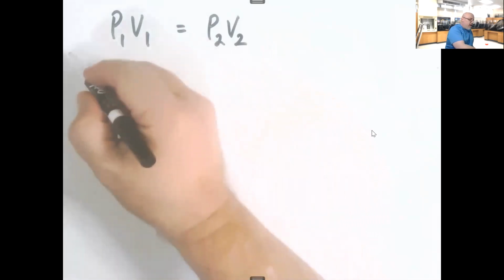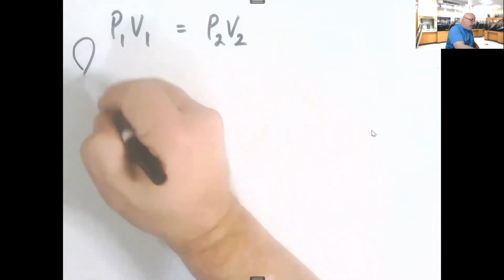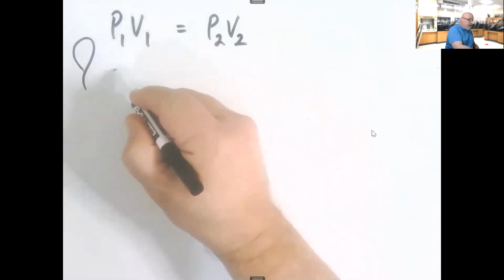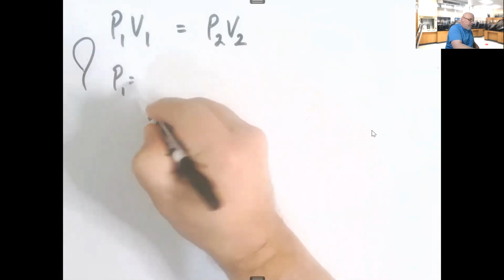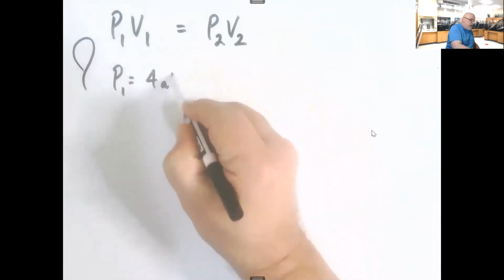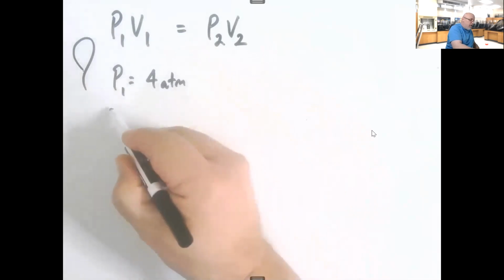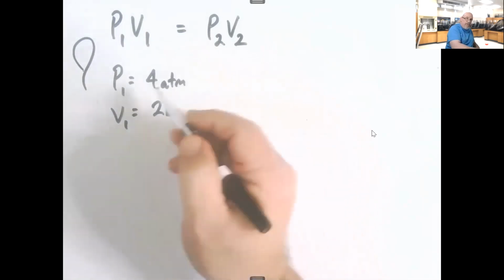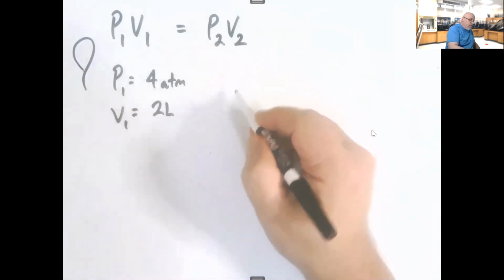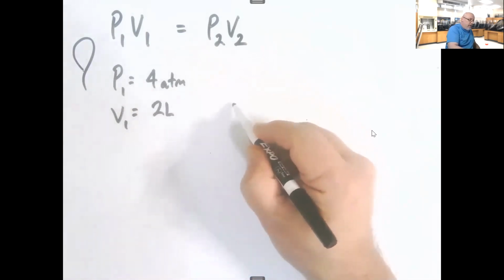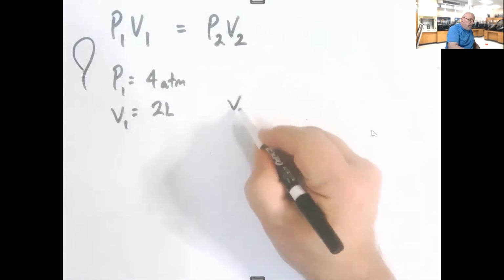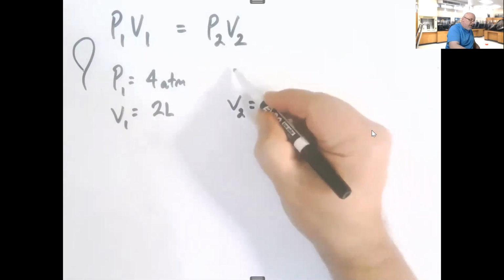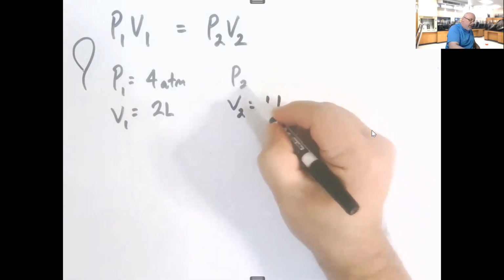So let's say we've got a, I don't know, a balloon, right? And we're going to say that this balloon has a pressure of 4 atmospheres. We'll start by using the unit of the atmosphere. We're going to say that the volume of this balloon is 2 liters. And that's before. And then we're going to say that later the volume of the balloon decreases. It becomes just 1 liter. And so the question is, what is the new pressure?